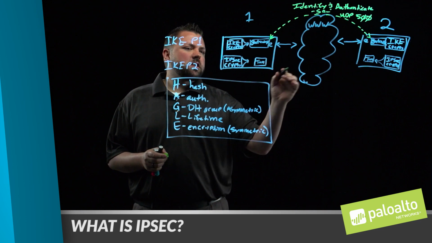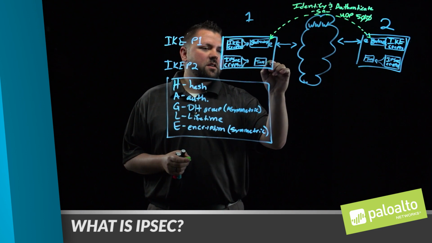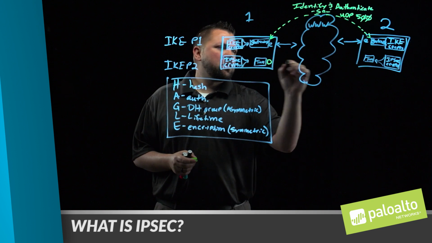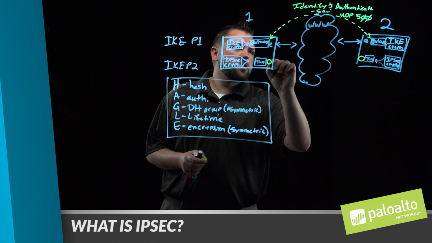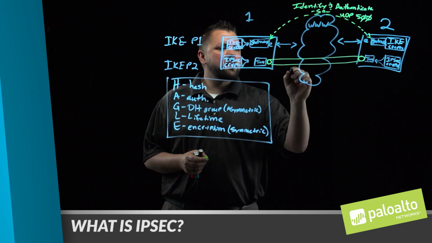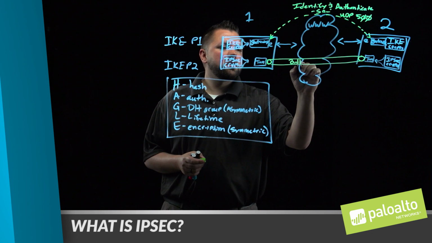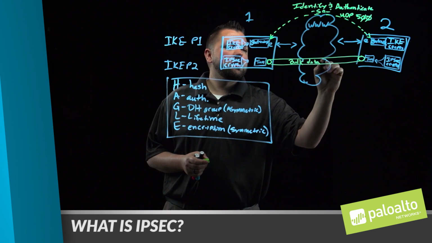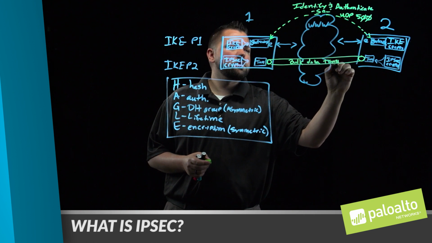Now that we have our two tunnel interfaces and their cryptographic settings are feeding into the tunnel, we establish secured communications through a logical tunnel. And this is going to be your bulk data transport. And this is going to be IP protocol 50.